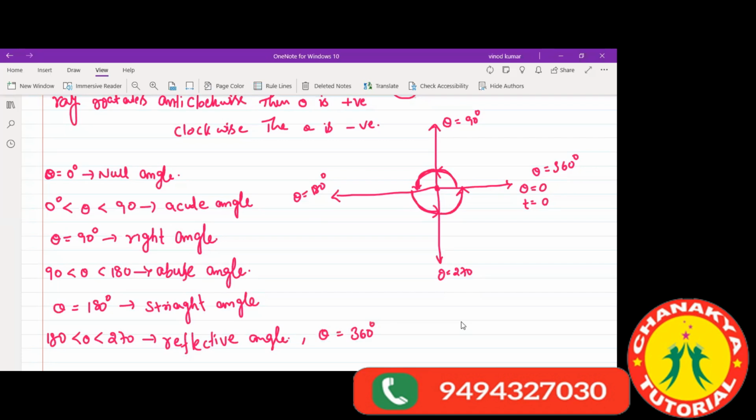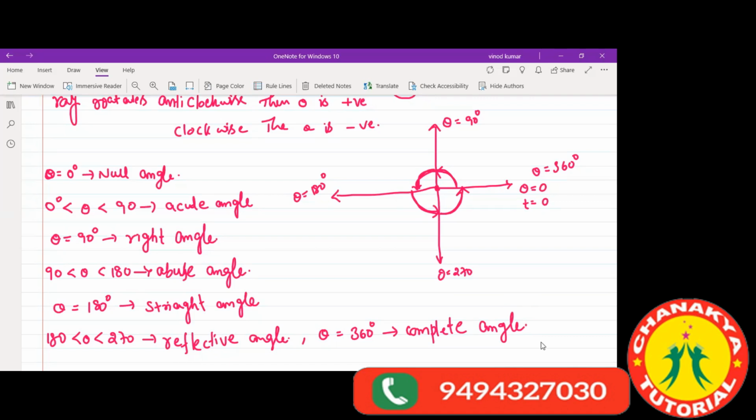Complete angle. A ray starts at time t equals 0 at theta equals 0 degrees. After some time it completes one rotation. The rotation value is nothing but 360 degrees. The 360 has four 90s, and the fourth part of 360 is nothing but 90, which is a right angle.